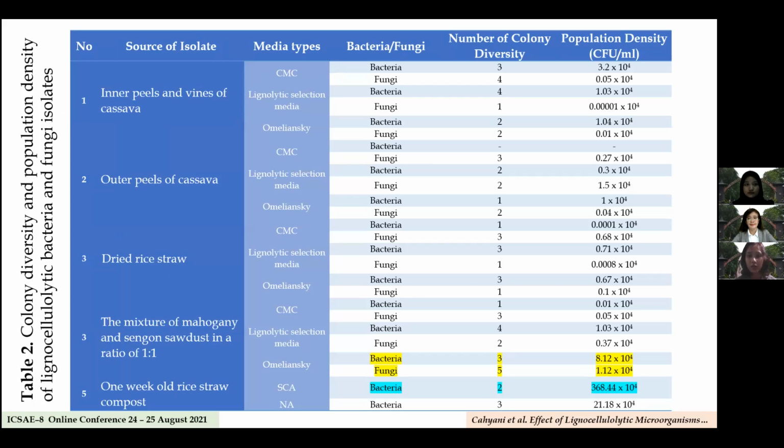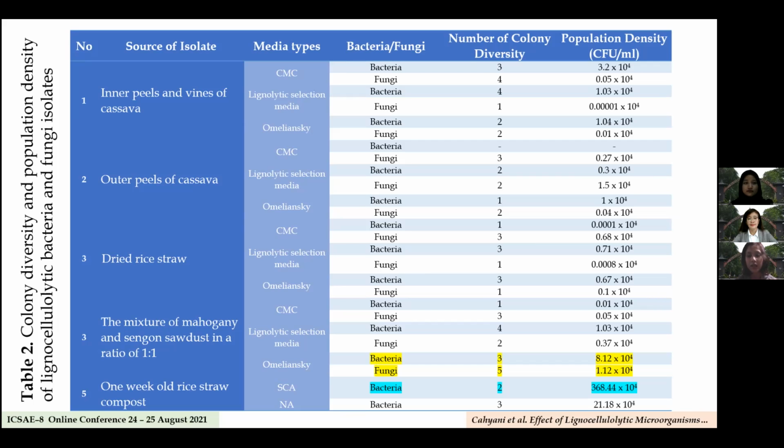This table shows the colony diversity and population density of isolated lignocellulolytic bacteria and fungi from sources of isolates. In total, there were 55 colony diversities found, consisting of 25 types of bacterial colonies and 30 types of fungal colonies from 5 sources of isolates. The growth of isolates from the mixture of mahogany and sengon sawdust on Omeliansky media shows the highest colony diversity and population density compared to other isolate sources.